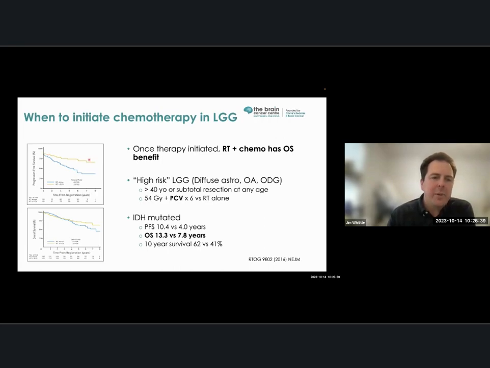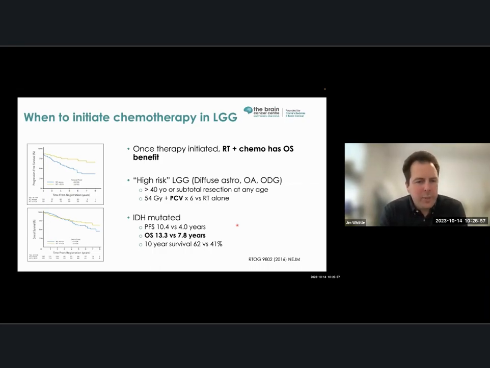Those who had radiation and chemotherapy had a marked improvement in survival, progression-free survival, compared to those who had radiation alone. And this was particularly so in the IDH mutated group, who had an overall survival of 13 versus 7.8 years, and significant improvement at 10 years as well.